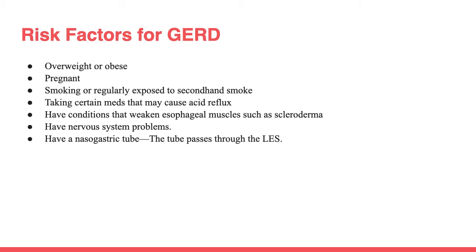Now we're going to look at some risk factors for GERD. Some risk factors would be being overweight or obese, being pregnant, smoking or being regularly exposed to secondhand smoke, taking certain medications that may cause acid reflux, having conditions that weaken the esophageal muscles, such as scleroderma, having nervous system problems, and having a nasogastric tube. This is because the tube passes through the lower esophageal sphincter. So we could think of anything that can weaken the lower esophageal sphincter as having the chance to cause GERD.